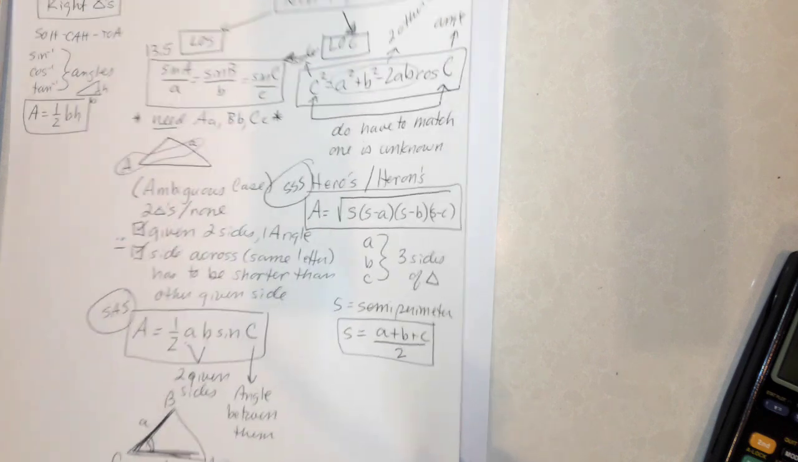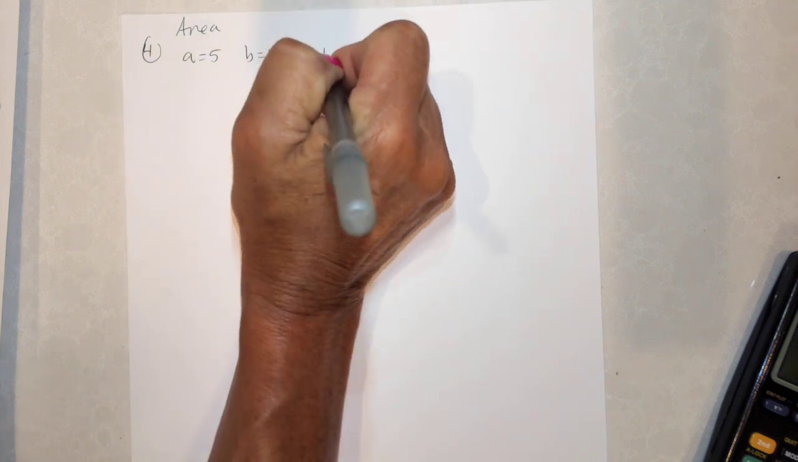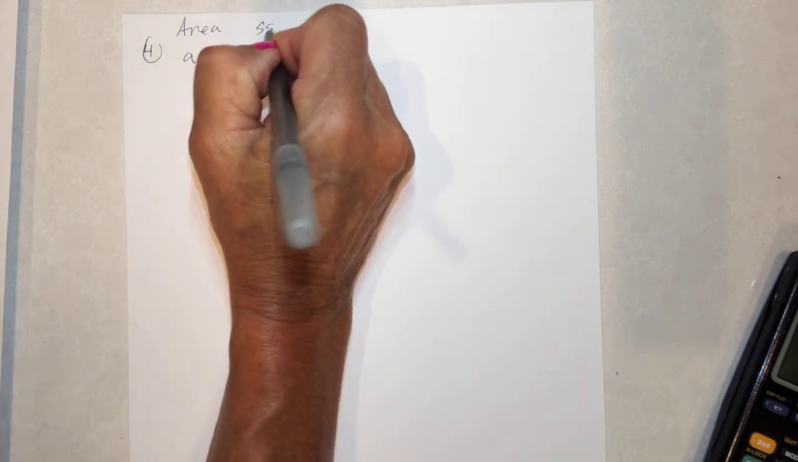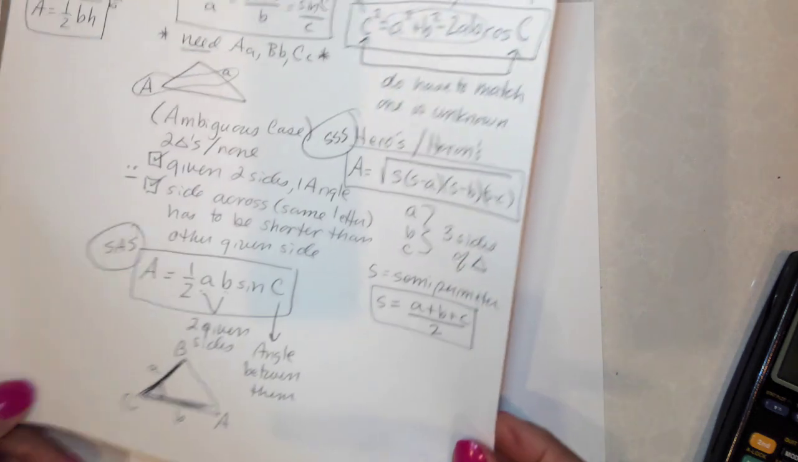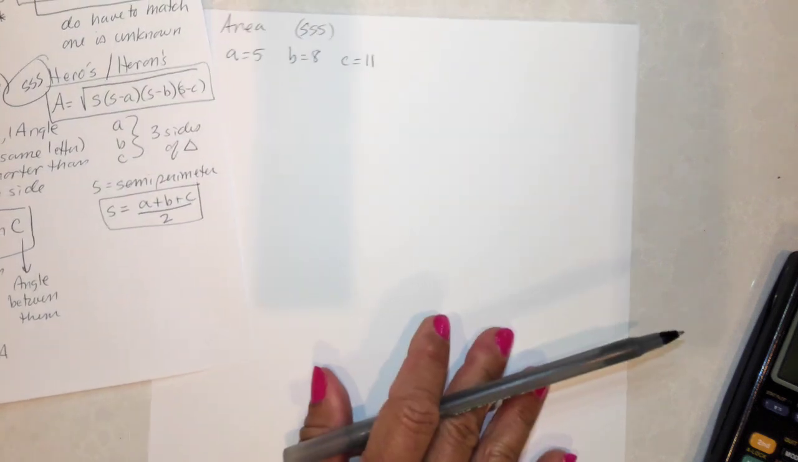So let's take a look at, and I'm going to do the examples that you will find in the note packet. So if you're looking at the notes, number 4 is asking me to find the area, and it's giving me that A is 5, B is 8, and C is 11. So when I look at that, that's obviously all three sides. And so one of the things I'm going to need to know then is, okay, which of my area formulas can I use? Well, I don't have side, angle, side. I have side, side, side. So I'm going to use that new formula we just got.